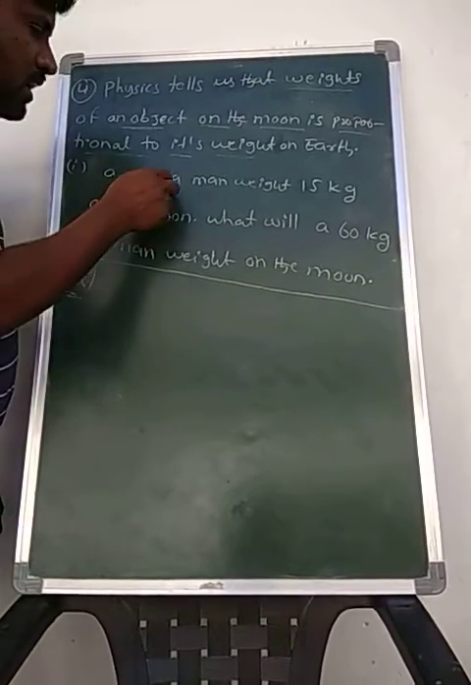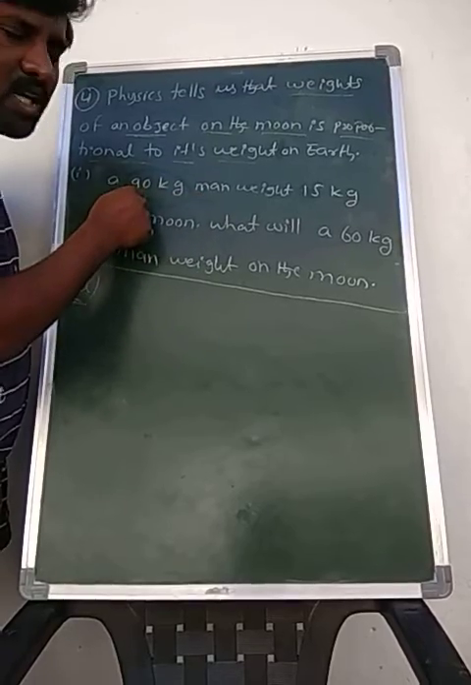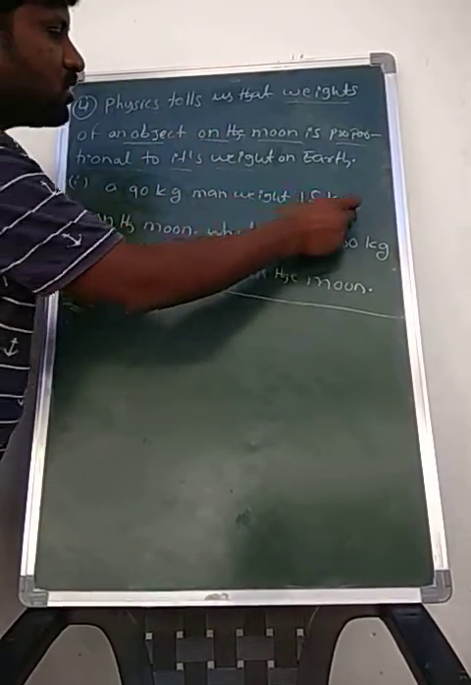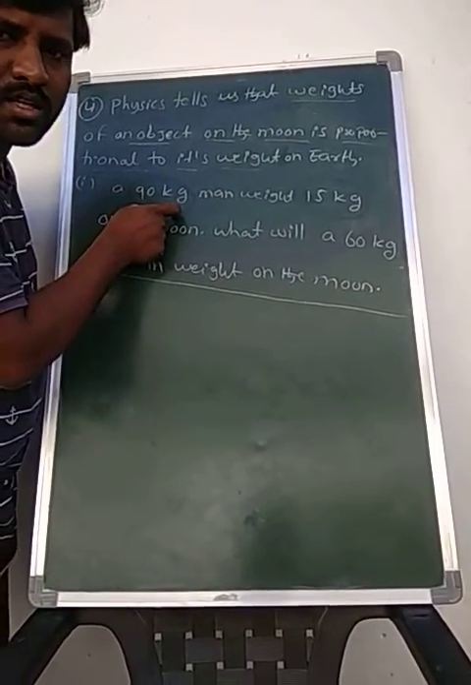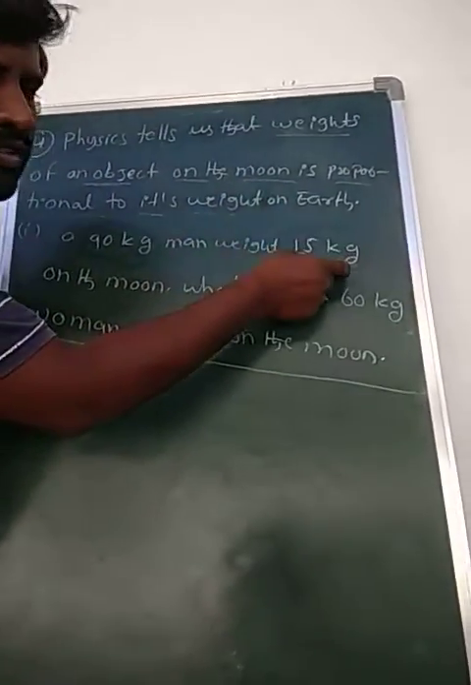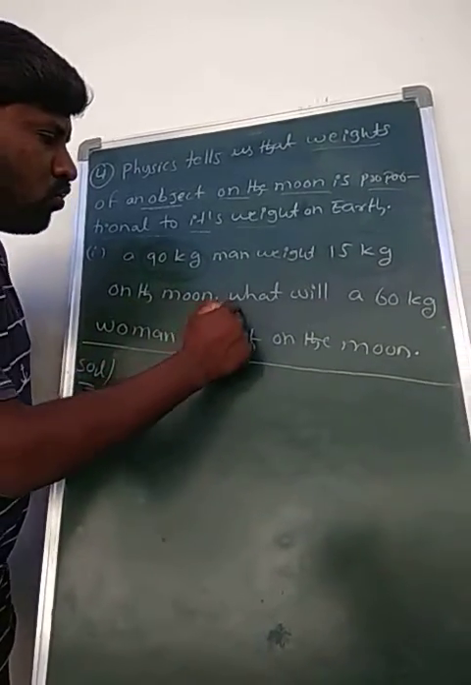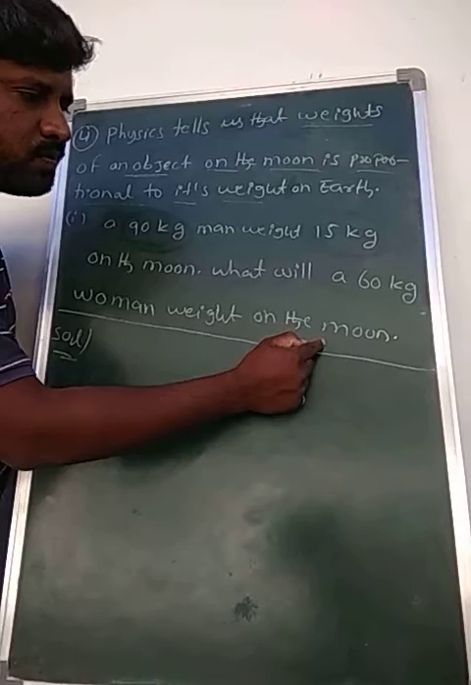Okay? On the earth, a person's weight is equal to what? 90 kg. On the moon, what? That is 15 kg. That means a person with weight 90 kgs on the earth has weight on the moon of 15 kg. Just like that only, what will a 60 kg woman weigh on the moon?